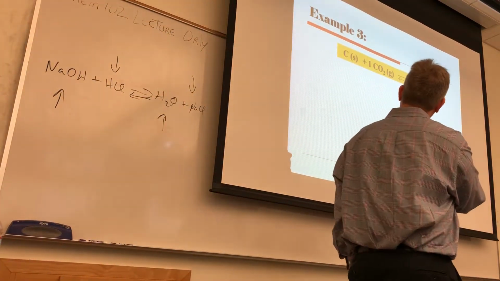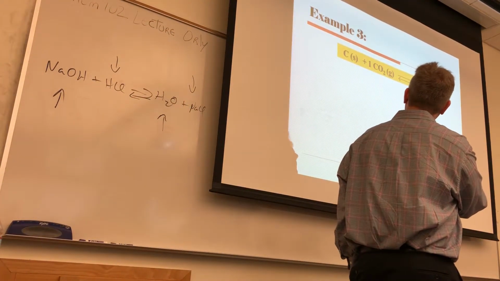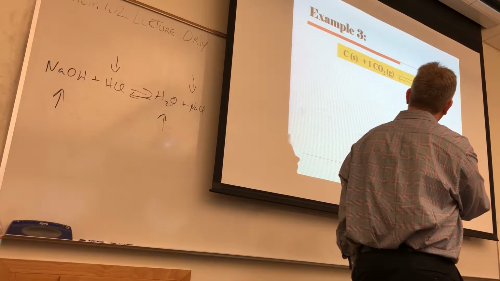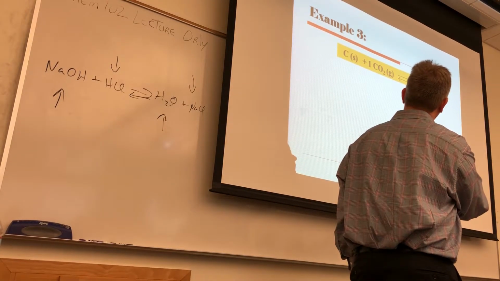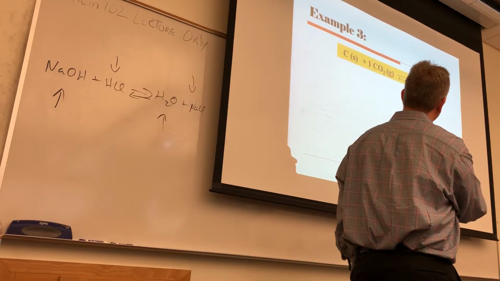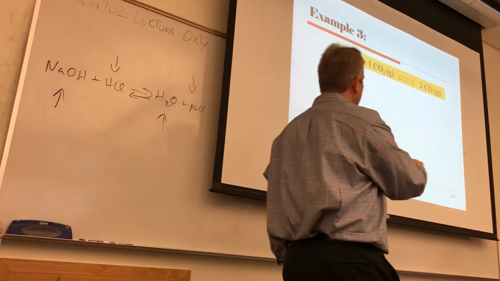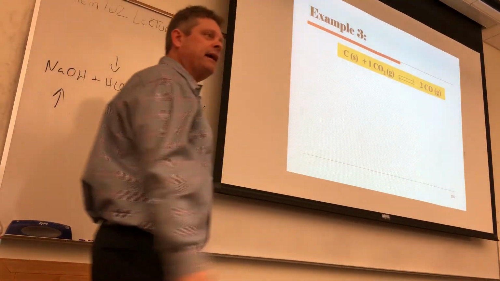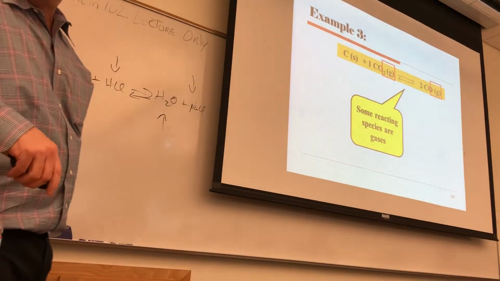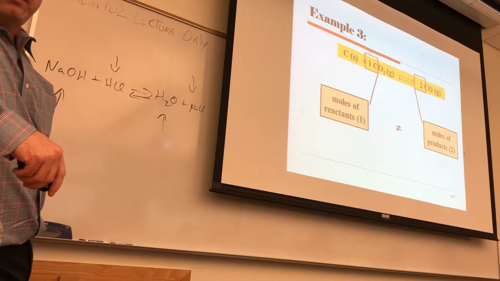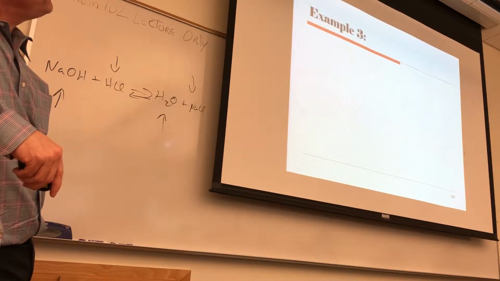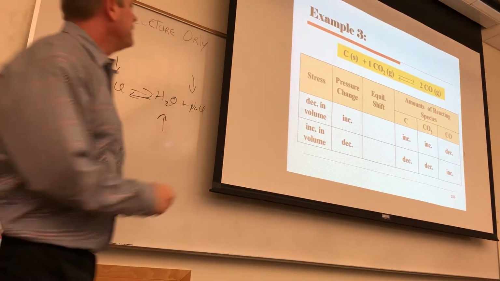So here I have carbon plus CO2 gives me CO. I have two gases here, so that could apply if I add or change pressure. I have 2 moles and 1 mole, so I have a greater pressure on this side than this side within the same container. So I have some reactant species, and I have a different mole of both reactants and products. Okay, so then the next thing is I'm going to decrease the volume.